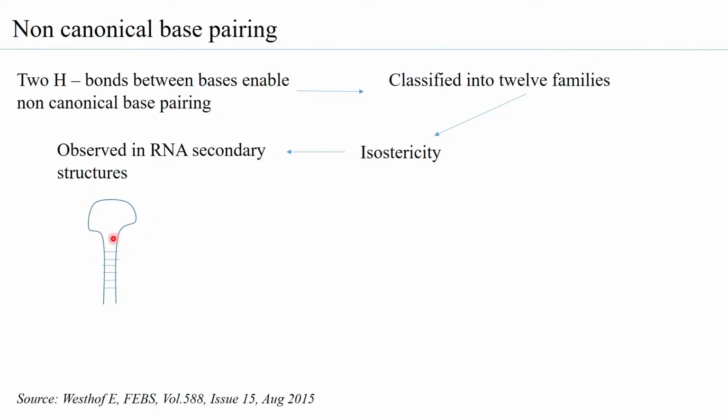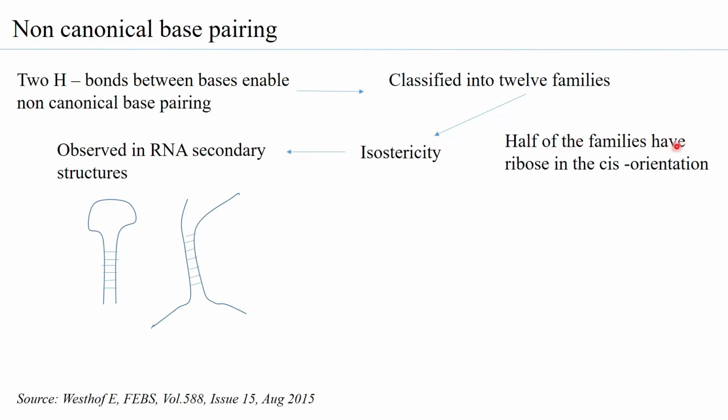This is one way of secondary structure formation. Or you can have two single-stranded RNA coming together to form hydrogen bonding between each other, and therefore this is also a secondary structure. So these can have what is called isostericity. Now, half of the families, if you consider the RNA, would have the ribose in the cis orientation, and half of the families will have it in the trans orientation. So we'll look at what we understand by cis orientation and trans orientation.